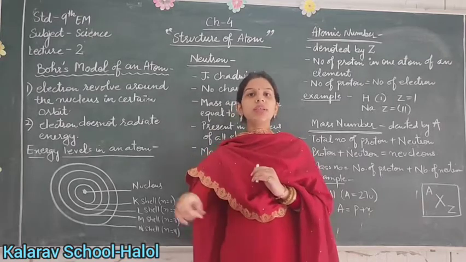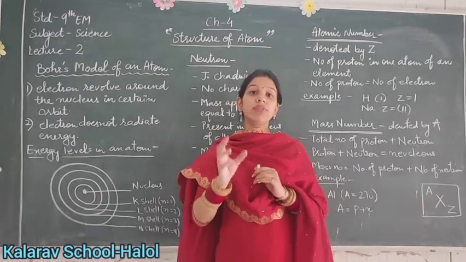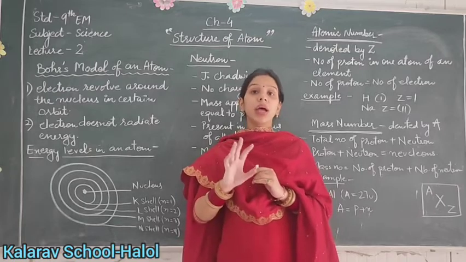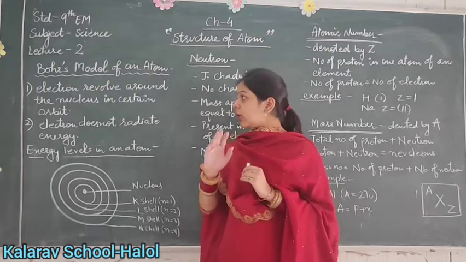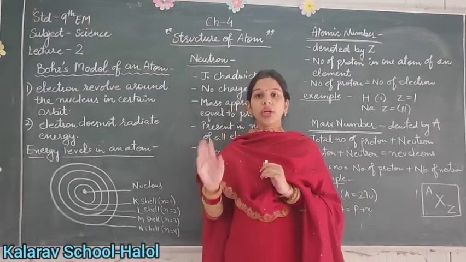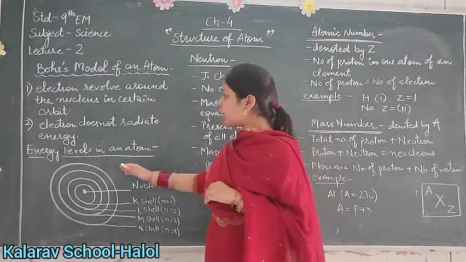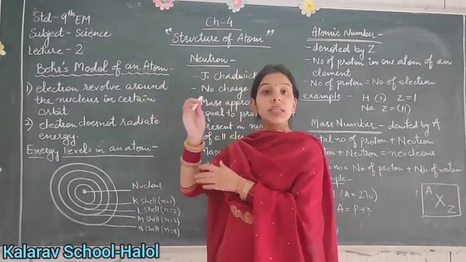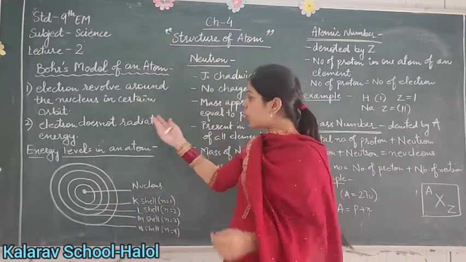So when the electron revolves around the nucleus in a fixed path, the energy is not radiated, which means the atom does not collapse. So these are the energy levels discussed by the Bohr model.